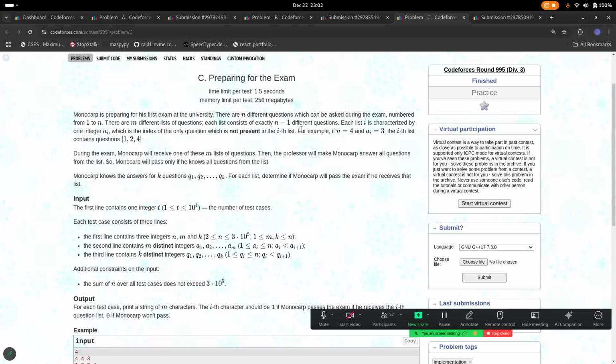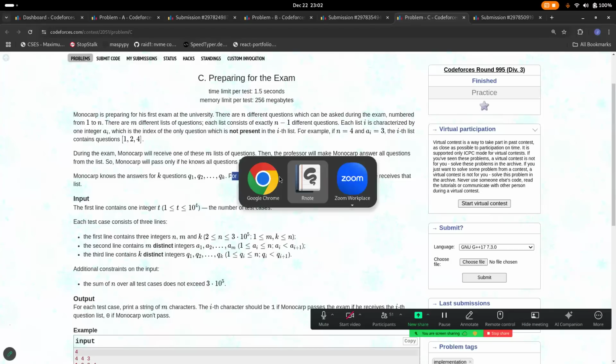For example, if n was 4 and you had the question numbers 1, 2, 3, 4, then a of i equal to 3 implies that you had question numbers 1, 2, and 4, and 3 was not present. Now, during the exam, Monocarp would receive one of these m question lists. Monocarp knows the answer to k questions, q1, q2, up to q of k, and for the given m lists, we have to determine which of these lists were solvable by Monocarp and which were not. A list was called solvable if all the questions in the list could be solved by Monocarp.